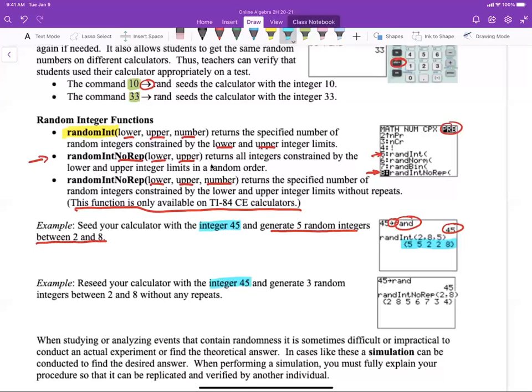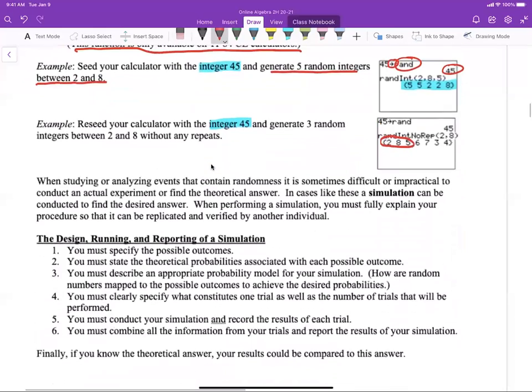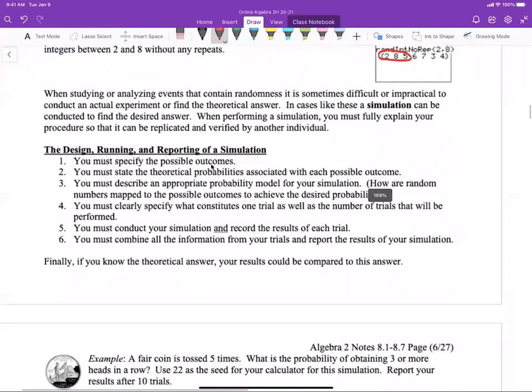I have asked for 3 random numbers, or I could leave it blank and not tell it how many I want, and it would just give me this list if you don't have a CE calculator. And if I want 3, I'm going to take the first 3 numbers. Okay, and those would be 2, 8, and 5. Okay, all right, hope that makes sense. Make sure you know how to do that.